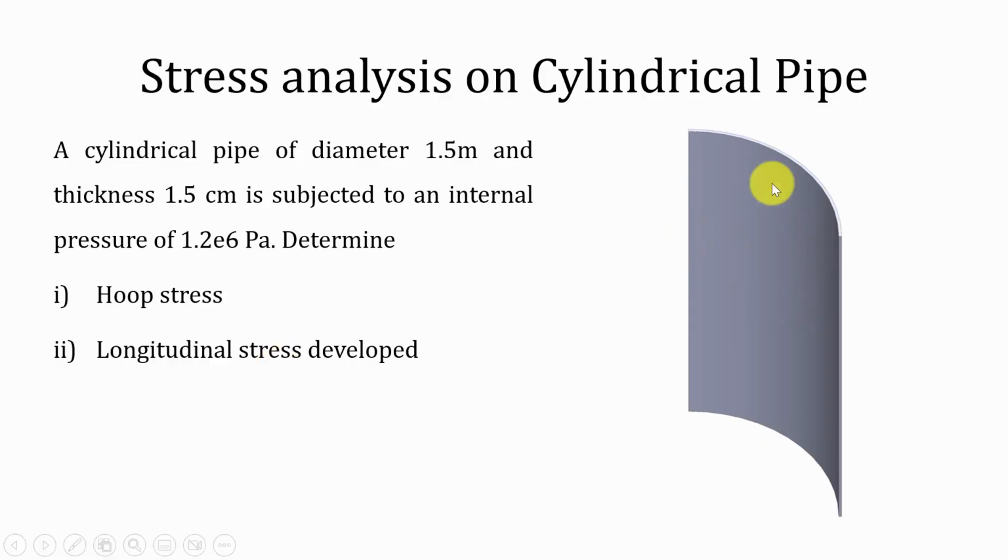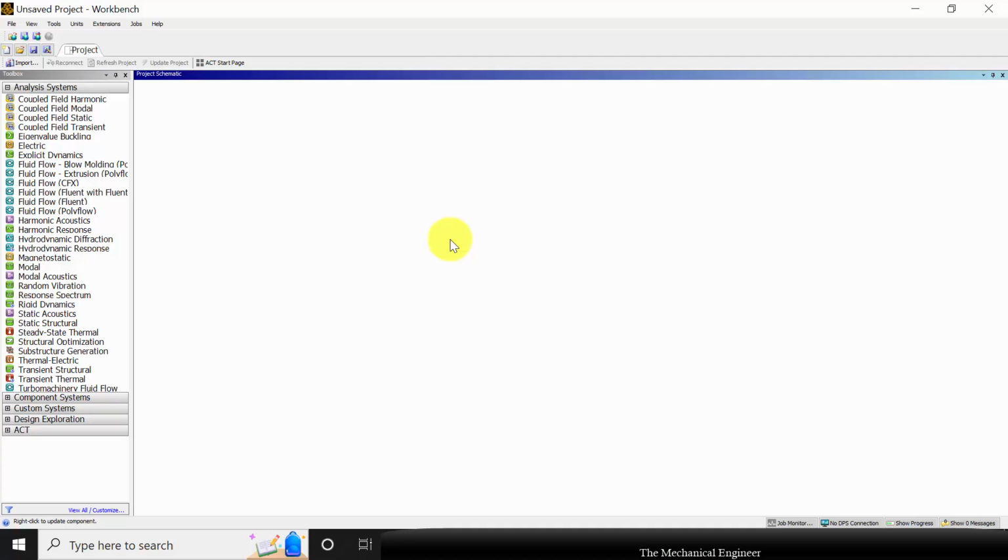I have modeled the quarter section of the cylindrical pipe using SolidWorks. Now we are going to conduct the analysis. Open ANSYS Workbench. Choose static structural as the analysis type.